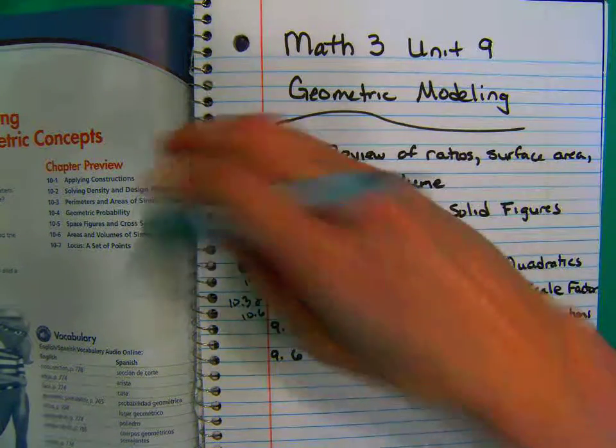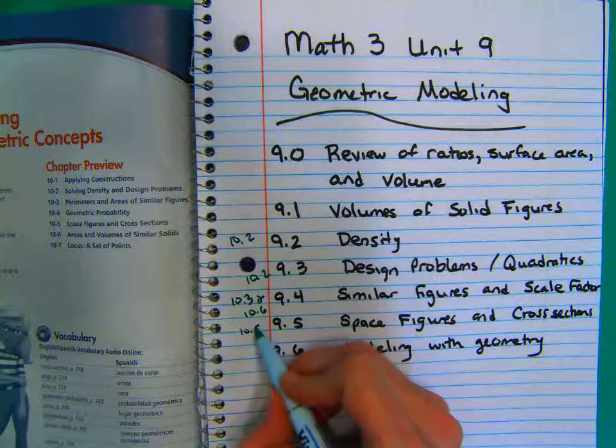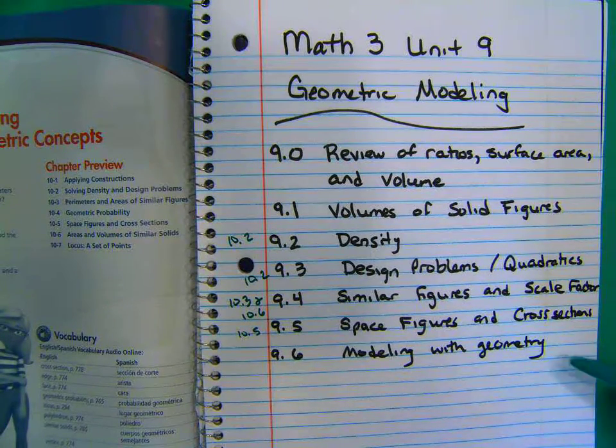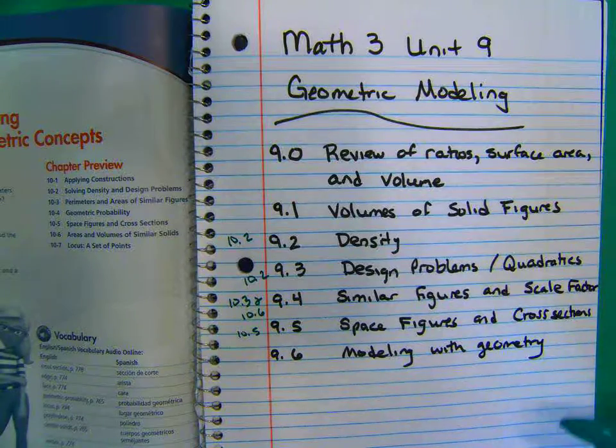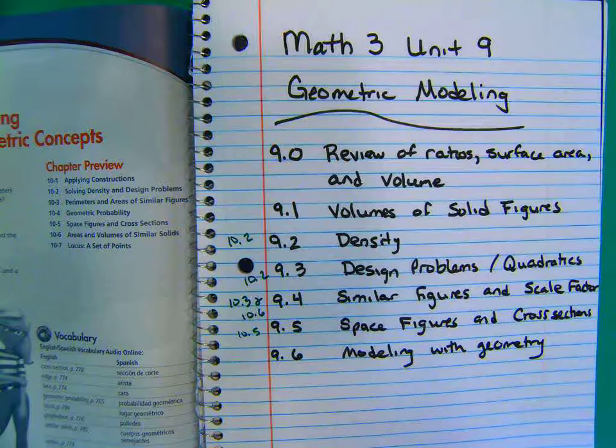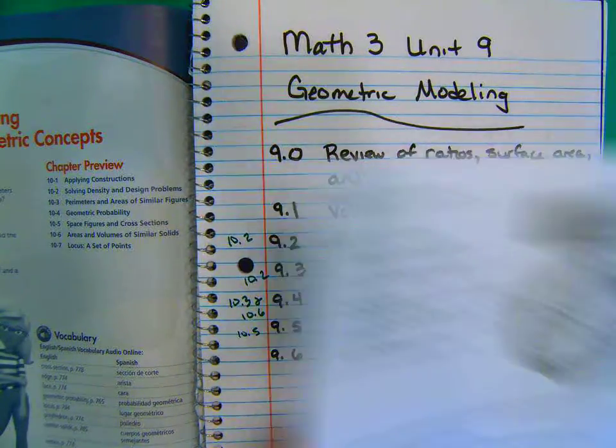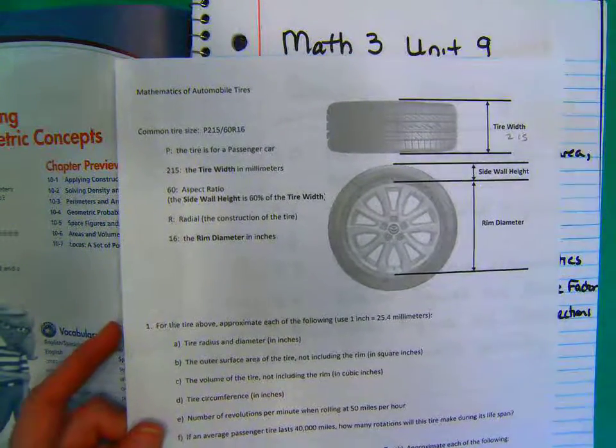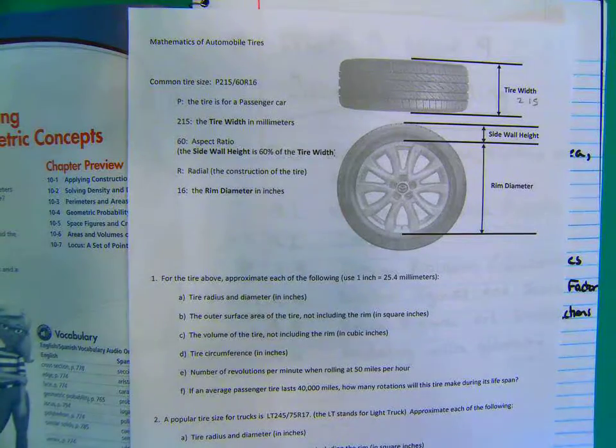Space figures and cross sections would be from 10.5, and again we have a worksheet also for that. And then modeling with geometry is a section that you won't see in your book, but we're working on multiple things. This is one problem that they're working on with that. That's using volume. There's another one that is just area about a baseball field.